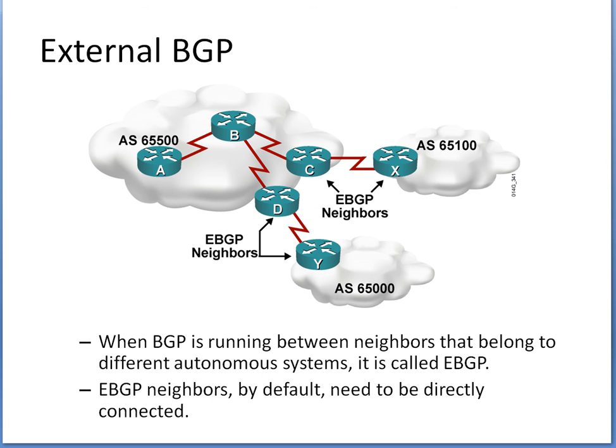Now, I was telling you about eBGP, external BGP, and iBGP. External BGP means running between autonomous systems. Here D and Y is an eBGP neighbor, C and X is an eBGP neighbor. When BGP is running between neighbors that belong to different autonomous systems, then it is called eBGP. eBGP neighbors by default need to be directly connected.